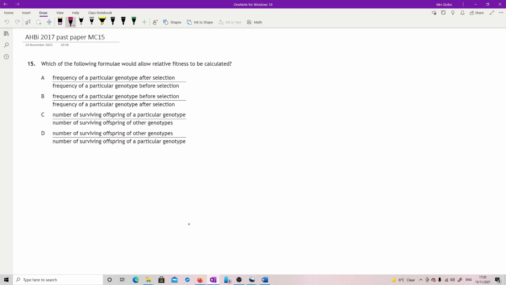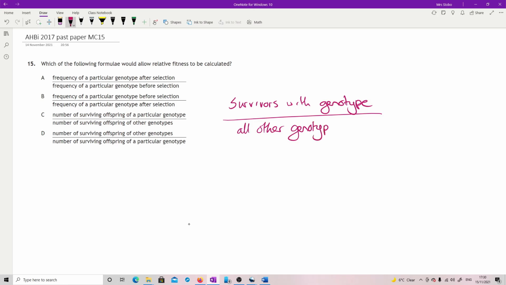There we go. Which of the following formulas would allow relative fitness to be calculated? For relative fitness, what I'm looking for is the survivors with a particular genotype, the one we're looking at, and then I want to look at all the other genotypes. That will allow us to get a relative measure, a kind of fraction of what's actually happening here. So I'm looking for the survivors of a particular genotype over everyone else. So that is C.